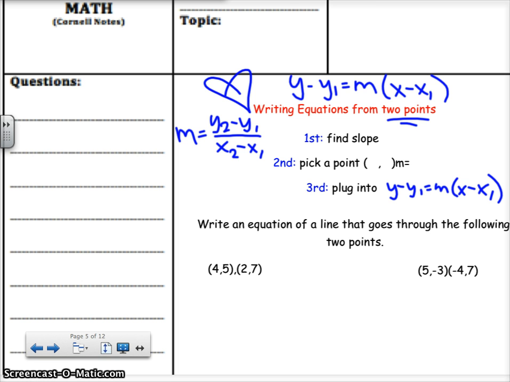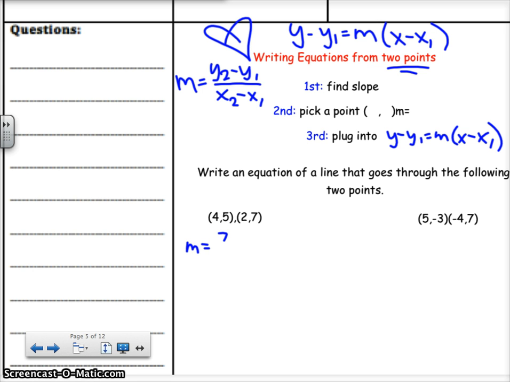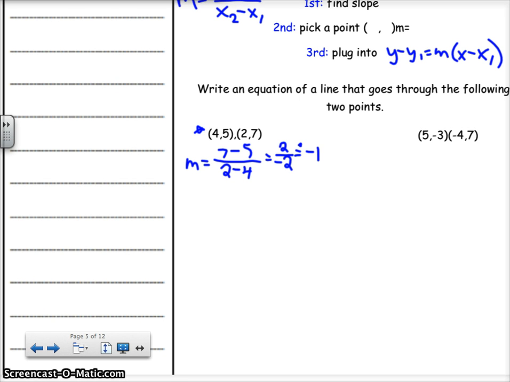I'm going to create an equation of a line that goes through the following 2 points. Step 1, I'm going to find slope. So my slope is my second y, take away my first, over my second x, take away my first. 2 over negative 2, negative 1. That's my slope. Now I have a point and a slope, so I can use point slope form. According to my second step, it says pick a point. I do not care which point you pick. I'm just going to pick my first point, 4, 5. My m is equal to negative 1. Okay, I just picked a point. It could have been 2, 7. Now I plug in. So I say y minus the y I'm given is equal to my slope times x minus the x I'm given. Done.